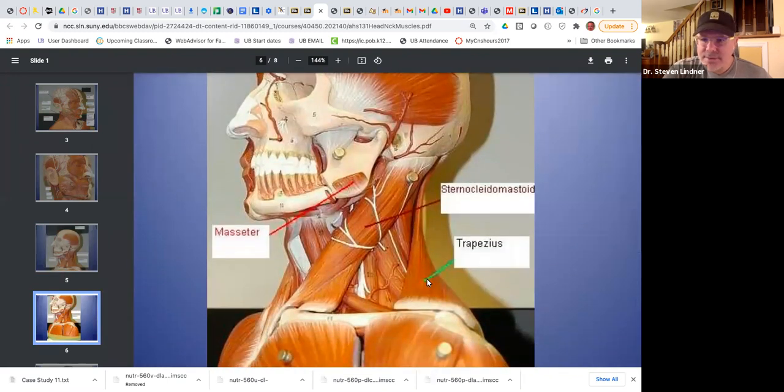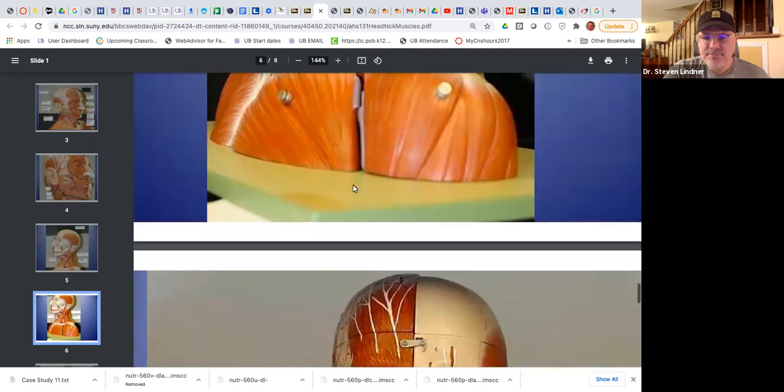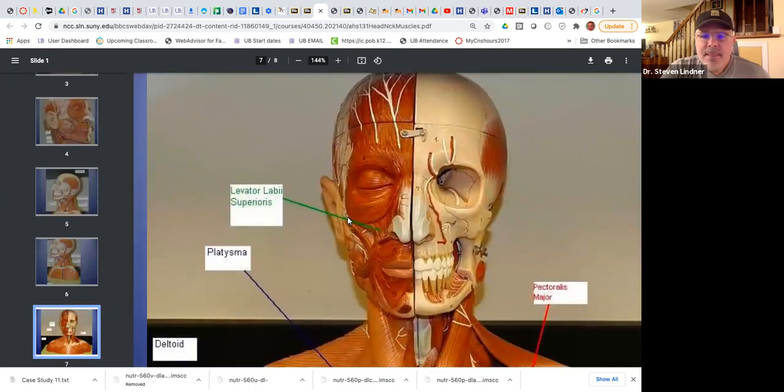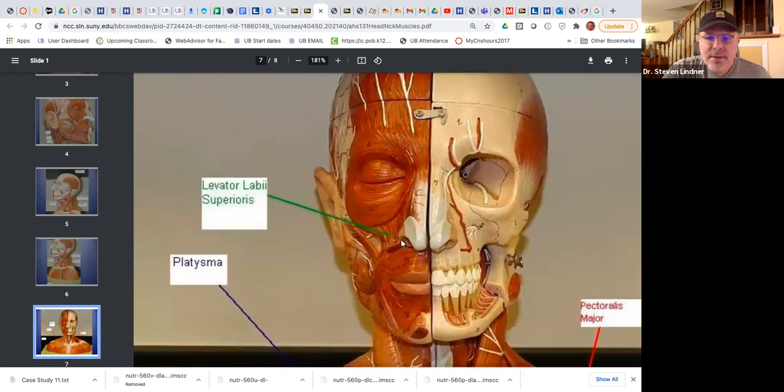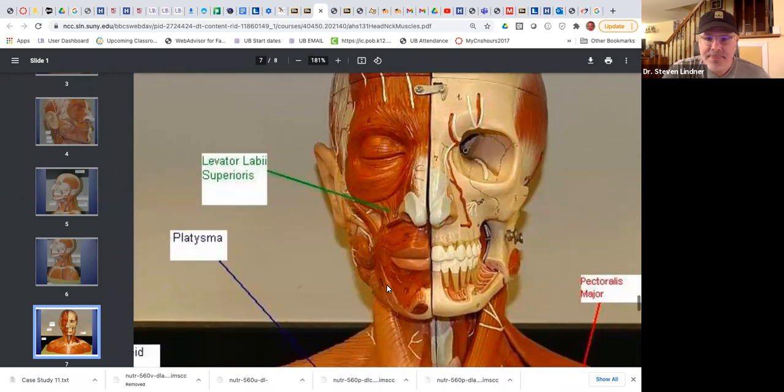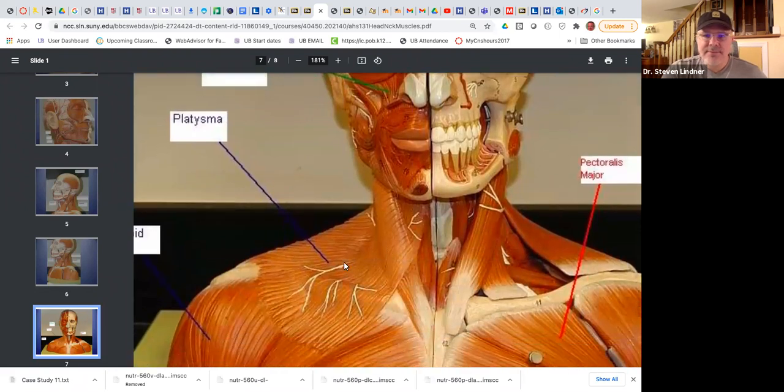Okay, so here's the trapezius muscle, here's the sternocleidomastoid, and we already went over the masseter muscle. From the front view, here is the levator labii superioris, and then adjacent to it, there would be the rhomboid minor, and then that would be the rhomboid major. And there's the orbicularis oris, up here's the orbicularis oculi. There's your platysma.